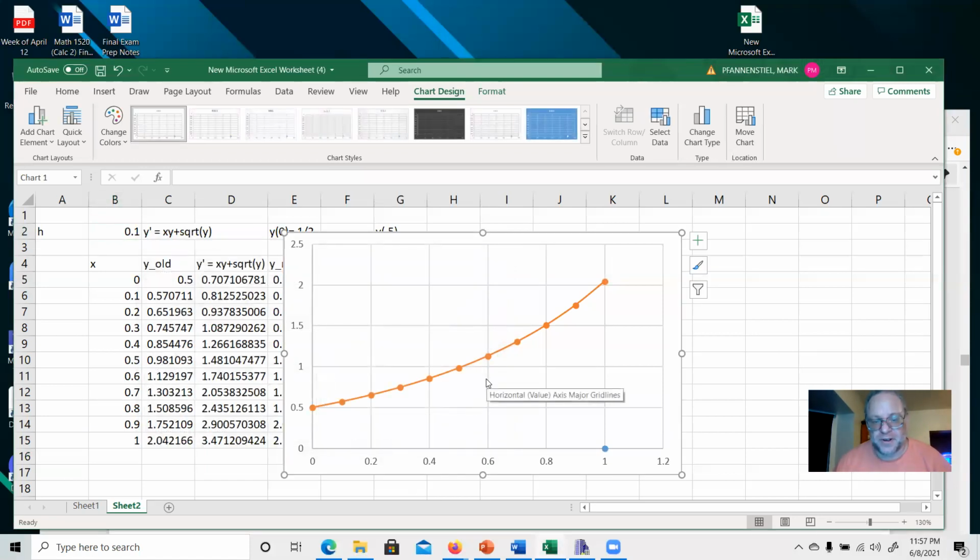Just to show you that, I think that's plenty. We'll talk about some more advanced methods next time and how to do this in MATLAB rather than in Excel.